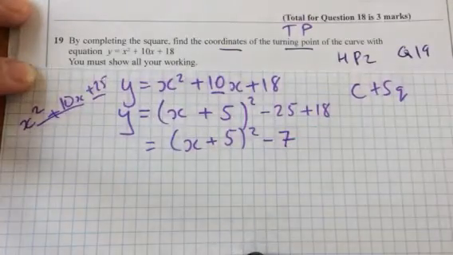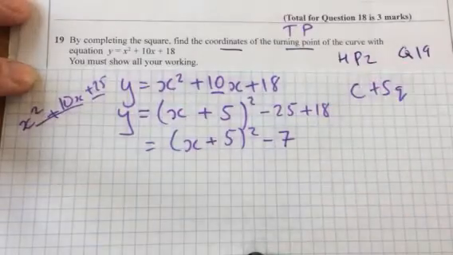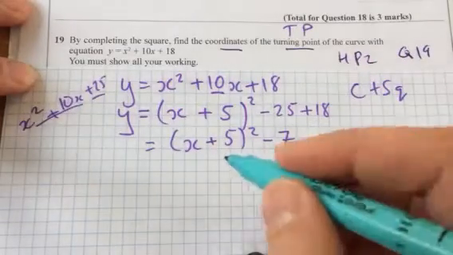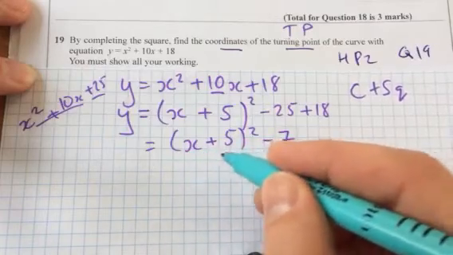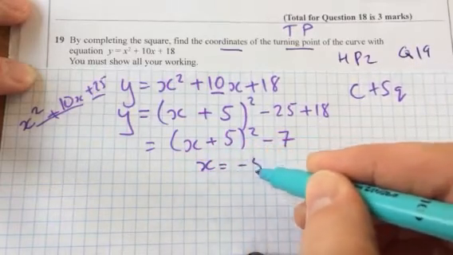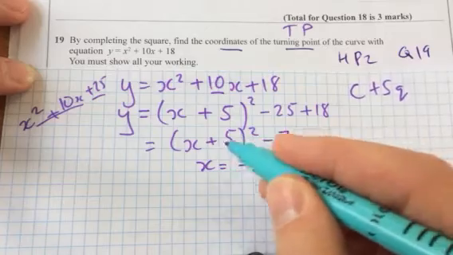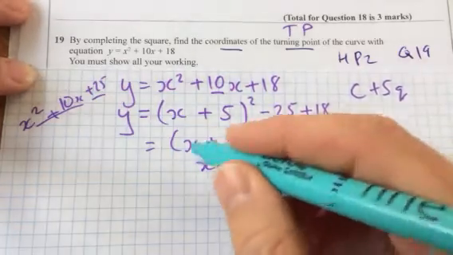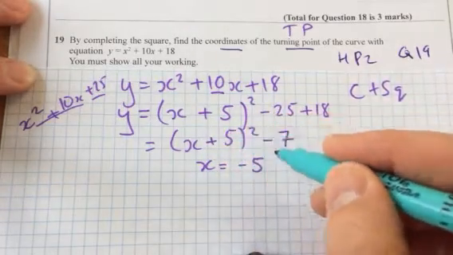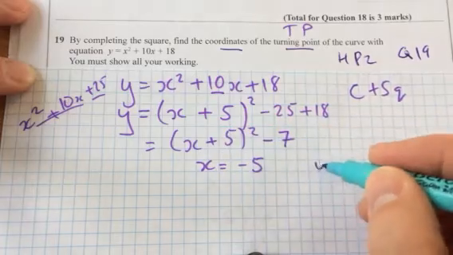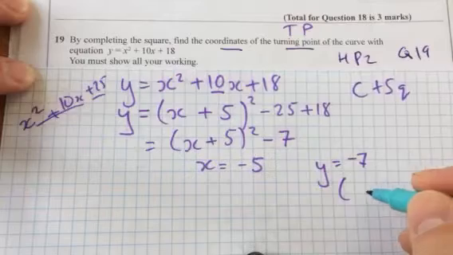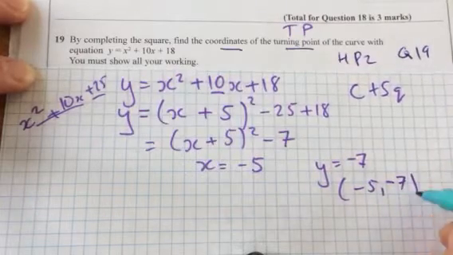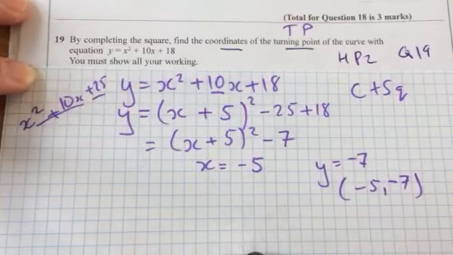Again, you could look at the other videos. And it asks us for the coordinates of the turning point. Now, the turning point will happen when that is 0. So x needs to be minus 5, because that's the lowest point it can be. And the y value, when x is minus 5, that'll be 0, y would be minus 7. So there we have our x, y coordinates of minus 5, minus 7. So that's all we need for that question.